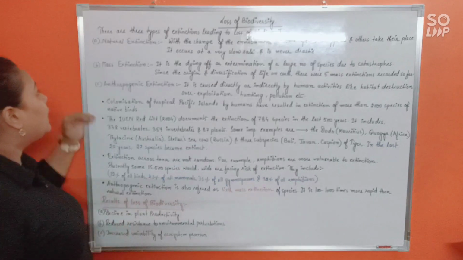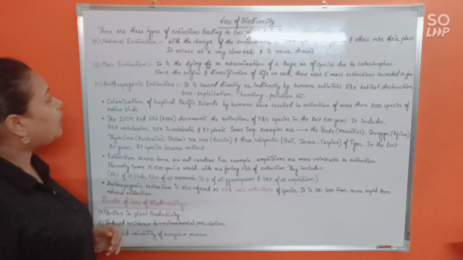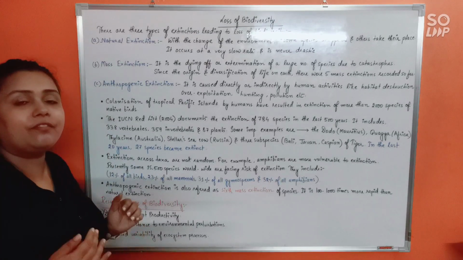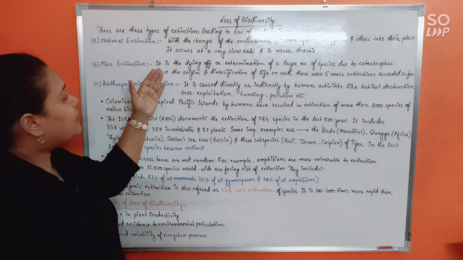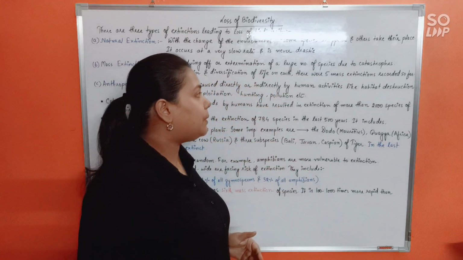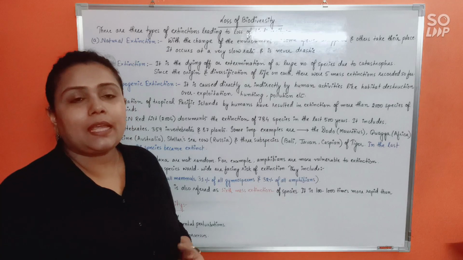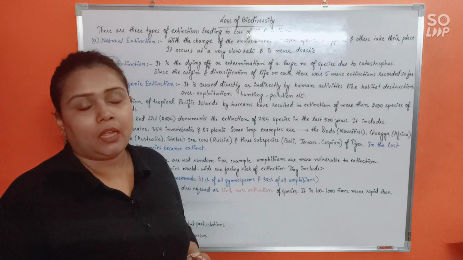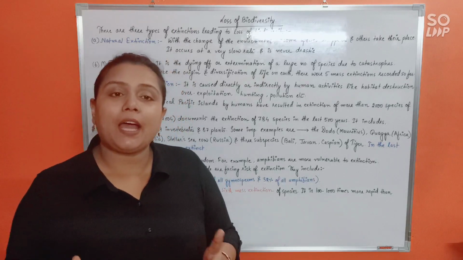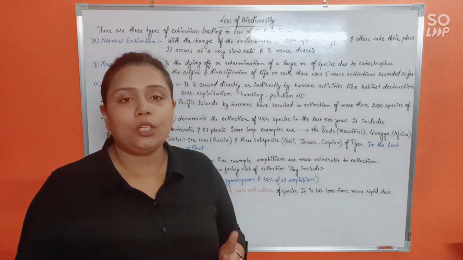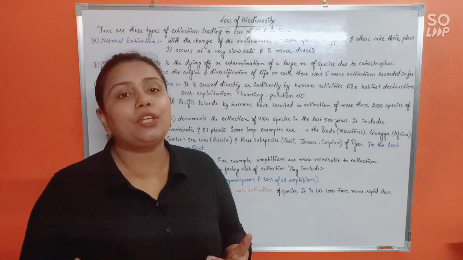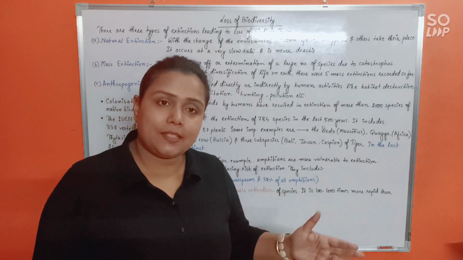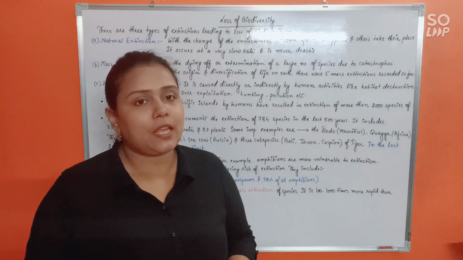Now, next one is mass extinction. Mass extinction is something that is opposite to natural extinction. It's very rapid and very drastic in nature. It is the dying off or extermination of a large number of species due to catastrophic events. Catastrophic events are certain kinds of events which are very detrimental in nature. It has been recorded that as many as 5 mass extinctions have occurred on Earth ever since life originated. Say life originated on Earth 3 billion years ago. Since then till today, 5 mass extinctions have been recorded.